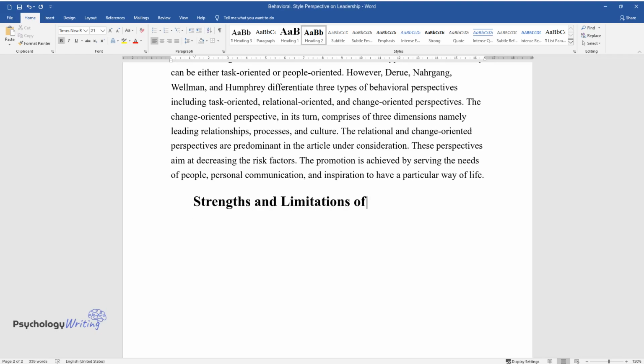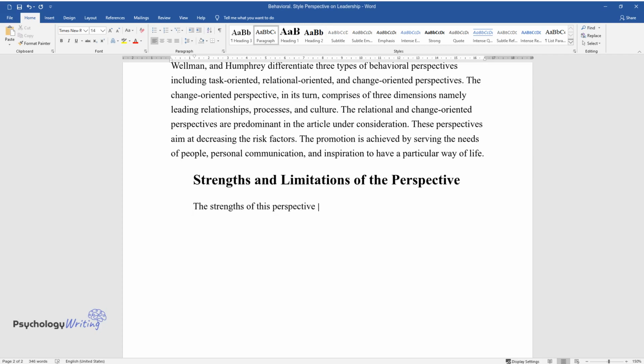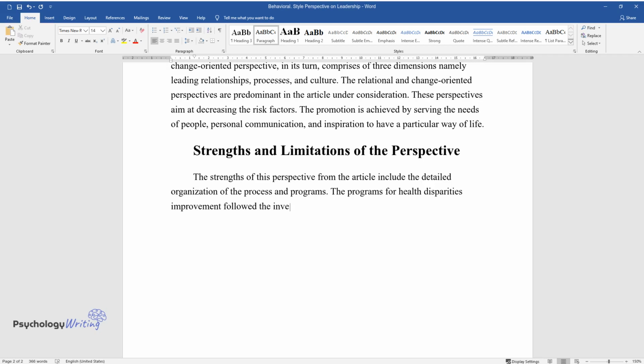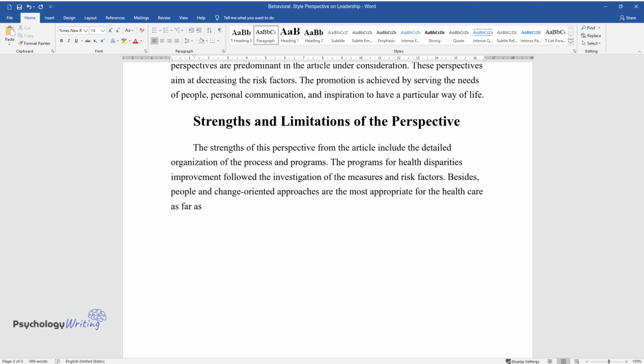Strengths and limitations of the perspective. The strengths of this perspective from the article include the detailed organization of the process and programs. The programs for health disparities improvement follow the investigation of the measures and risk factors. Besides, people and change-oriented approaches are the most appropriate for healthcare as far as professionals have to find mutual understanding with representatives of the community.